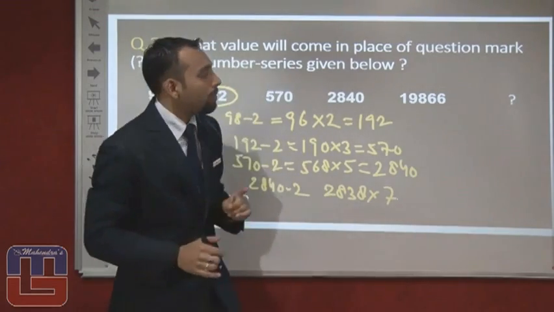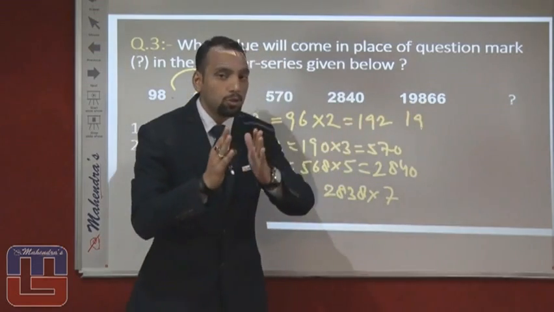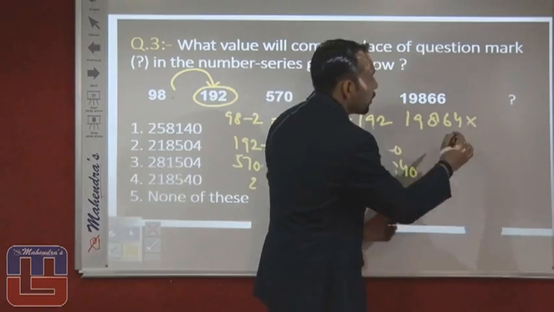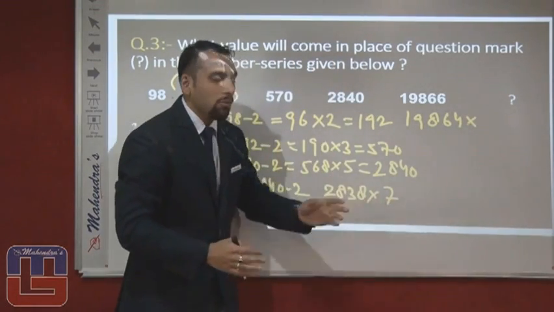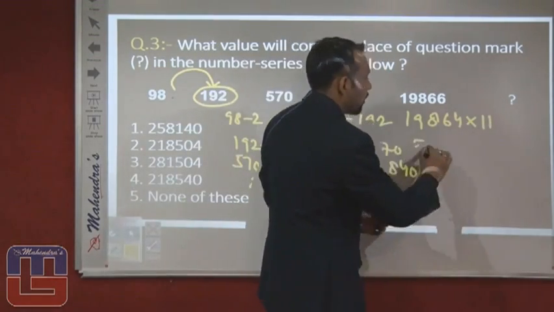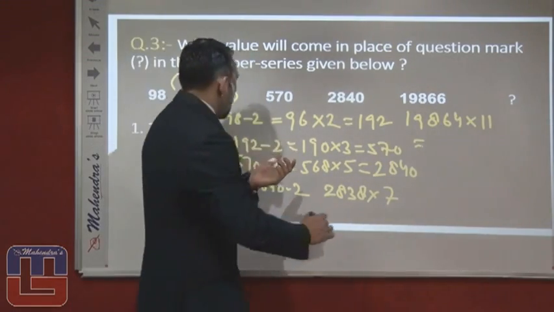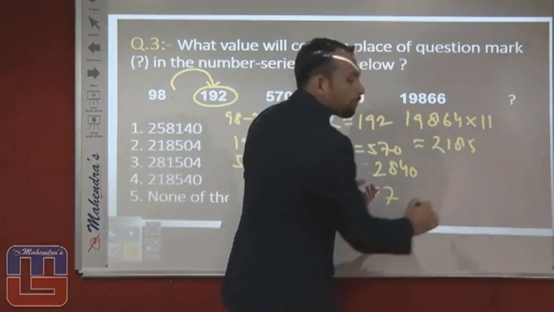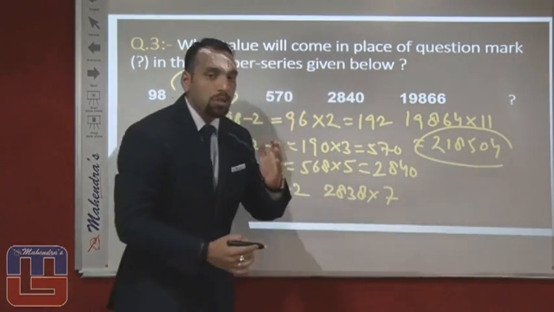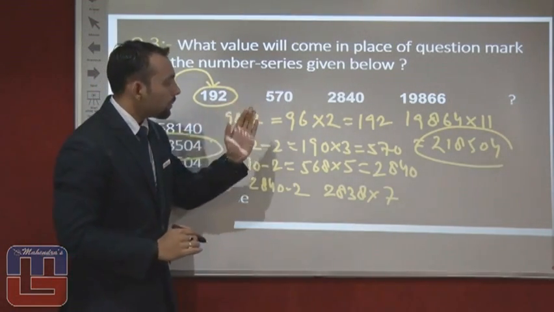So the value of the question mark will be equal to 19866, and we have to minus 2 from this number. So 19864 multiplied by, after 7, which one will be the prime number? 11. So we will multiply by 11. If we multiply this number by 11, we will get the answer 218504. Now see the options. Check the options. You can see the second one is the right answer of this question.